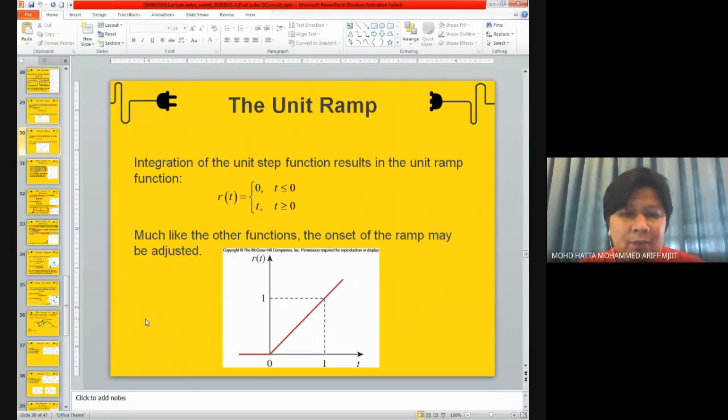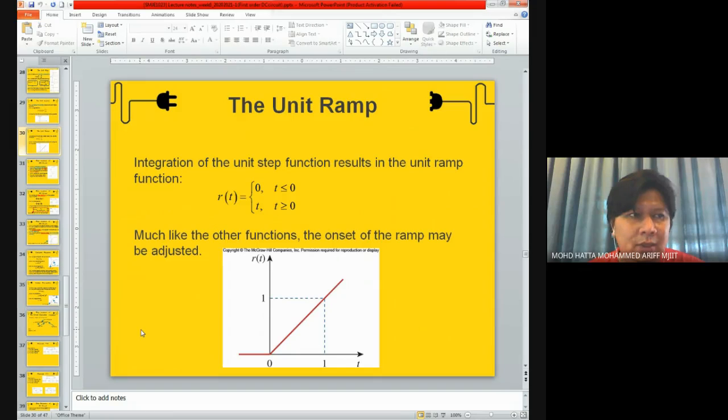And a unit ramp means that we're going to have a ramp response. A ramp response means that we're going to have a gradient over here, and the gradient is always given by t. This is an ideal unit ramp. If you say it is a unit ramp, it means that the value of the gradient over here is always given by t.